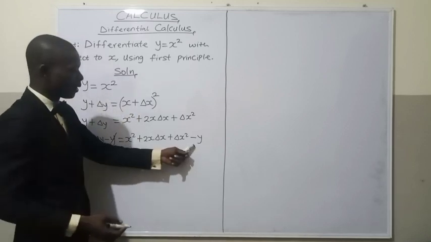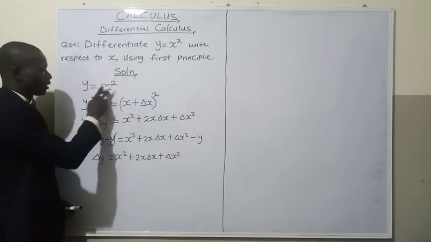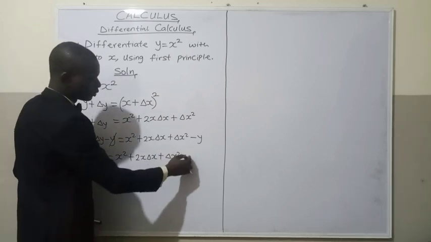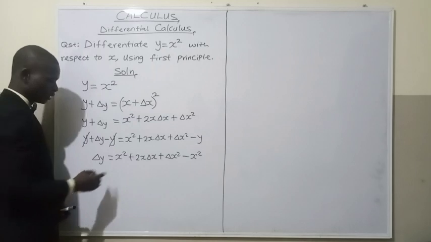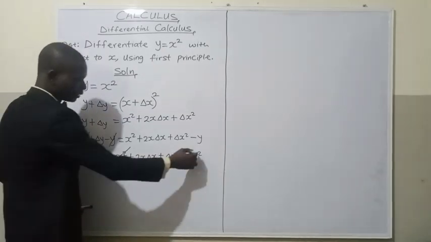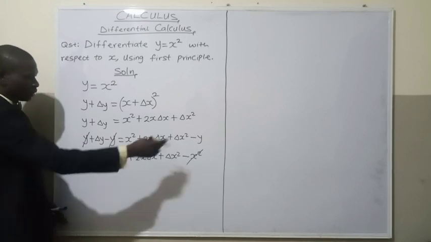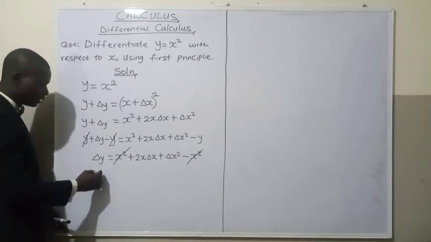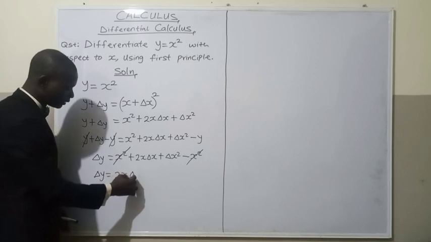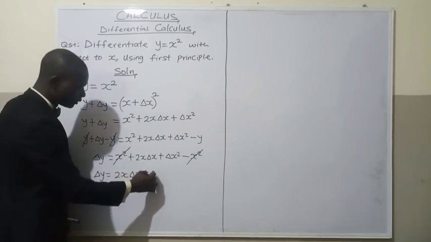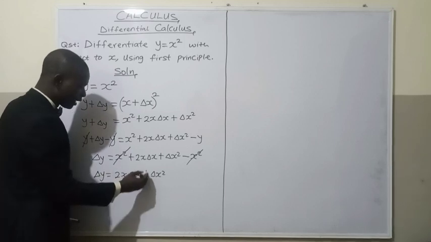And in the place of y here, from the very first question, we have y equals x squared. So in the place of y, we are going to have minus x squared. And when we have minus x squared, it means that this x squared can cancel this x squared, because x squared minus x squared becomes 0. So the two x squared are gone, and we're left with only delta y. Delta y will now become 2x delta x plus delta x squared. 2x delta x plus delta x squared.